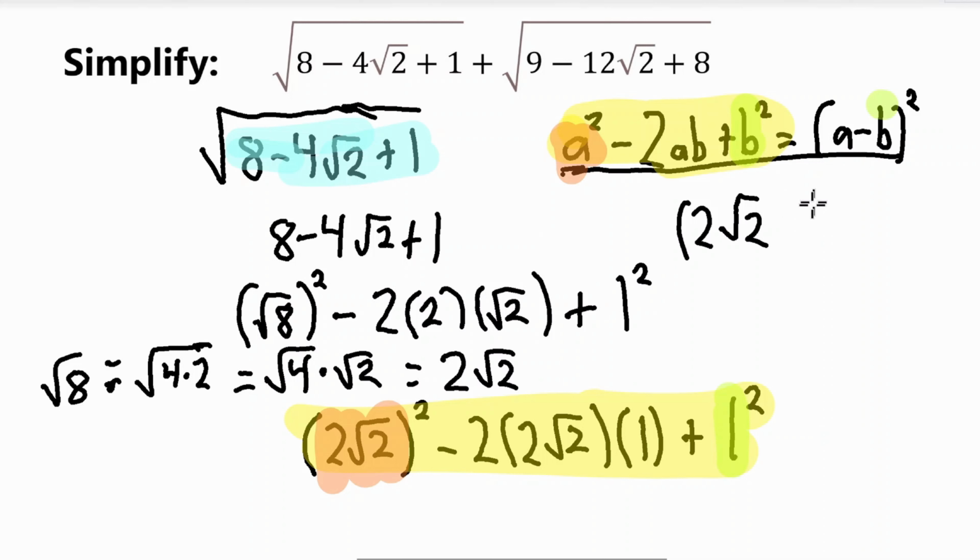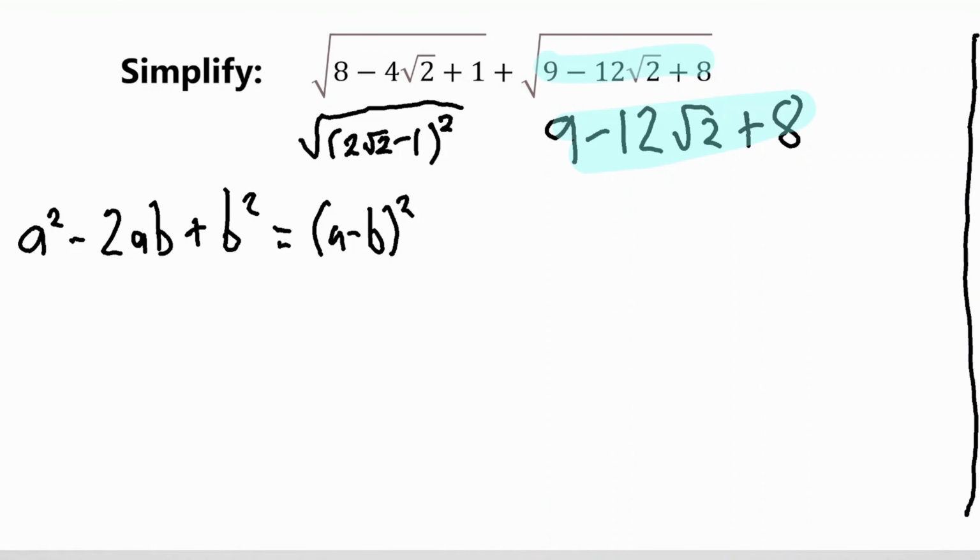So a minus b, so 2 square root of 2 minus 1, and this is squared. And now we have a good term which can fit under our square root, okay? We simplified our first term under the square root, right? So now let's do the same with the second.